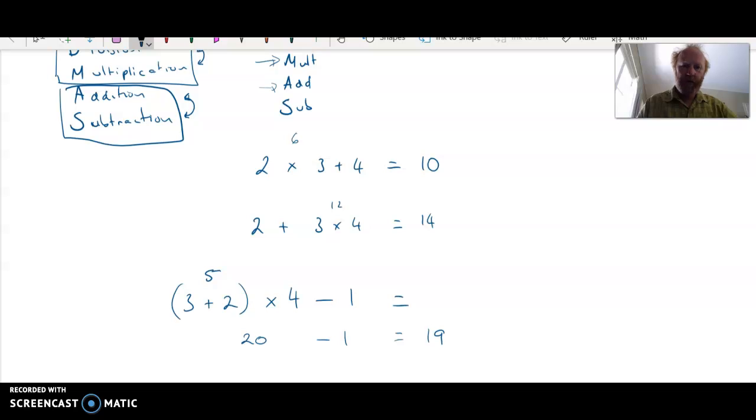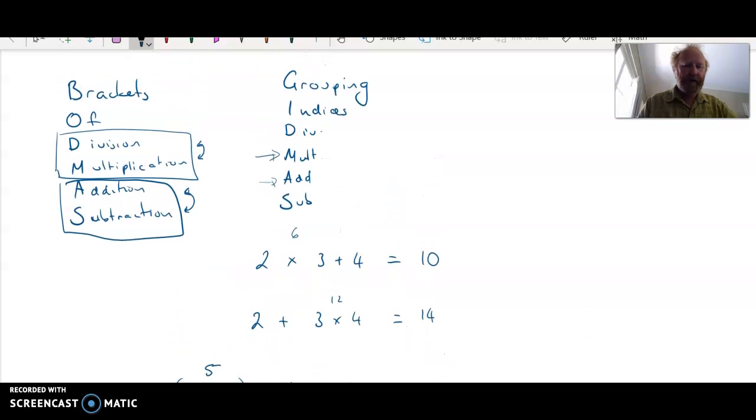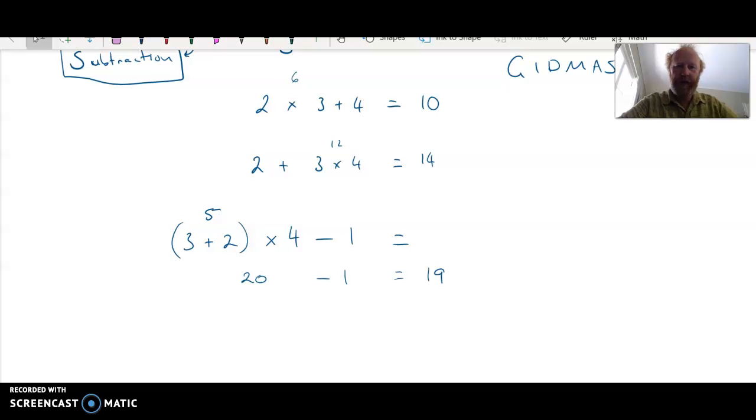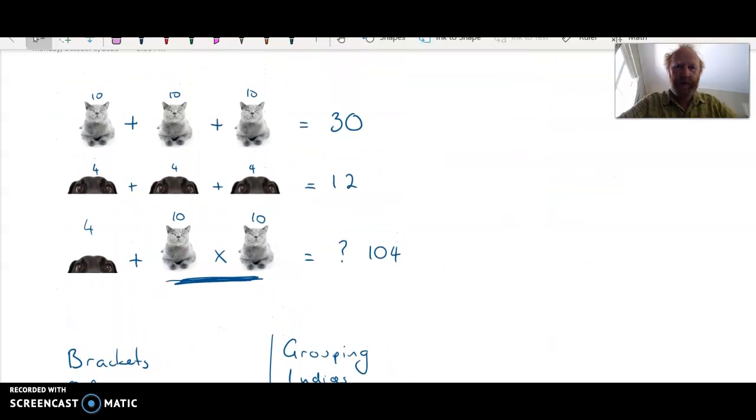So the order that we do things in is determined by this system. You start at the top and work your way down. I generally describe it as GIDMAS. There are others. You need to practice this. You need to get it in your head. Without it, you'll get your questions wrong on social media.